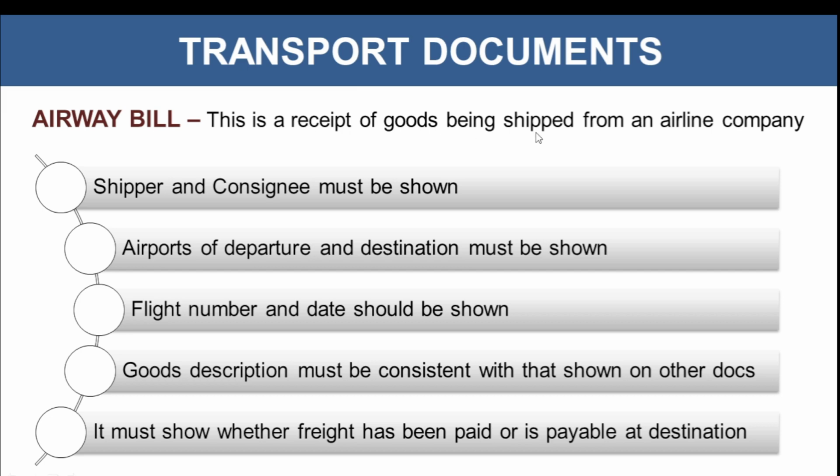Airway bill. This is a receipt of goods being shipped from an airline company. Let us read out these points. It's similar to bill of lading. The only difference is that in case of bill of lading, the goods were being shipped through the sea mode. Here the goods are being shipped from an airline company. So shipper and consignee name must be shown in the airway bill. The airports of departure and destination must be shown. Flight number and date should be shown. Goods description must be consistent with other documents. It must show whether freight has been paid or is payable at destination.